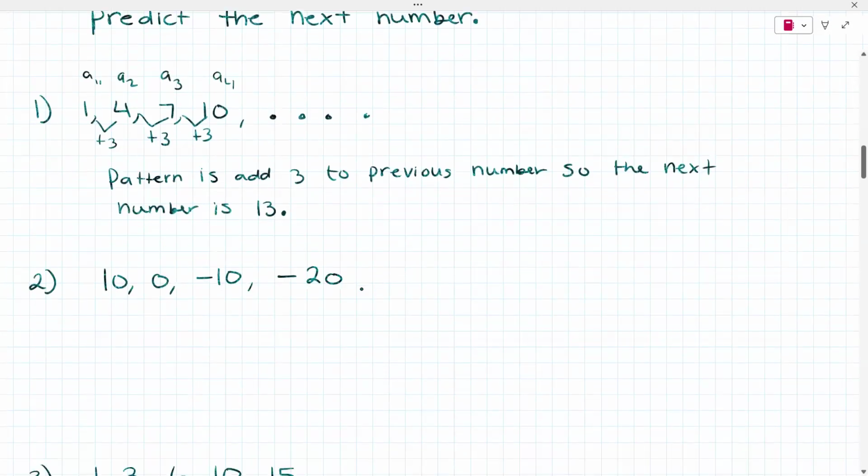What about example 2? We have 10, 0, -10, and -20. We'll call 10 the first term, then second term, third term, and fourth term. To get from the first term to the second, you subtract 10. To get from second to third, you also subtract 10. And from third to fourth, you also subtract 10. So the pattern is to subtract 10 from the previous number, and the next number should be -30. Pretty simple, right? But they can get more complex.